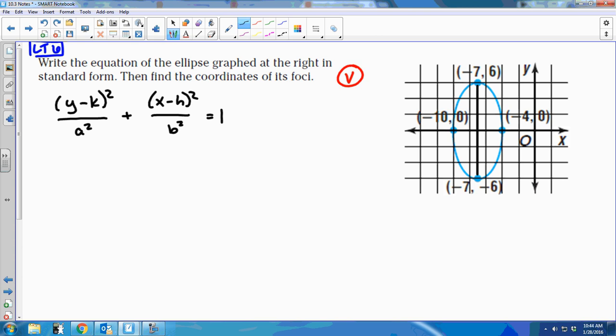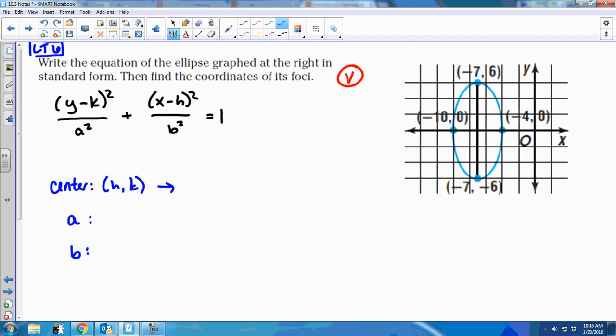So I need to know three things in order to write this equation. I need to know the center, I need to know what A is, and I need to know what B is. If I know those three pieces of information, then I can fill in the equation. I should be able to figure out all of those things from this graph. I will caution you, this graph, all of the boxes are 2 units. So make sure you're careful with your counting.